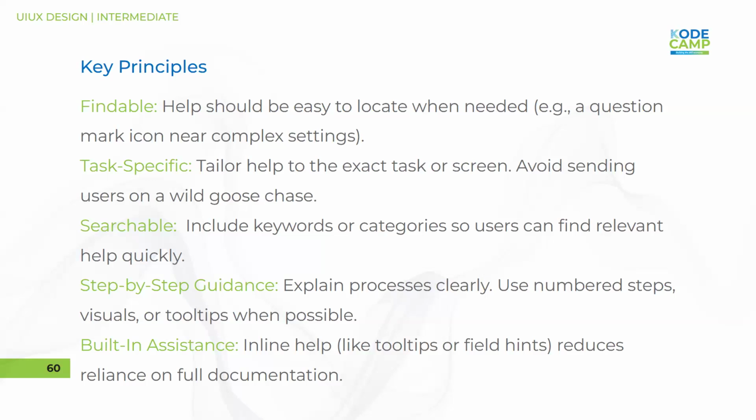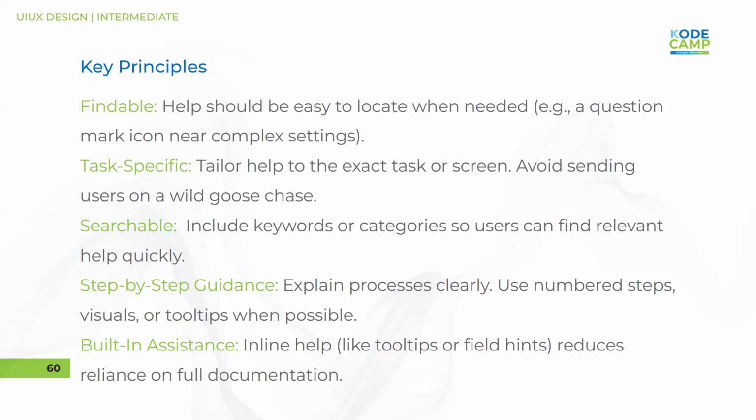Also, we have step-by-step guidelines. Explain processes more clearly. Use numbered steps, visuals, or tooltips if possible. So you can use step 1, step 2, step 3, step 4, step 5. These are the steps. And in this process, you can go back to step 2 to start all over or do this again. If you experience this in step 1, this is what you should do. So these are step-by-step guidelines. These are things that should be found on your documentation and your help page.